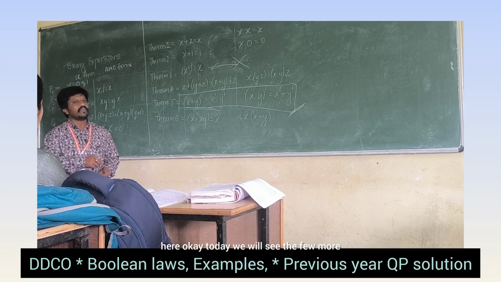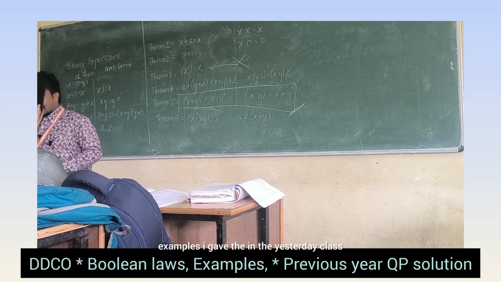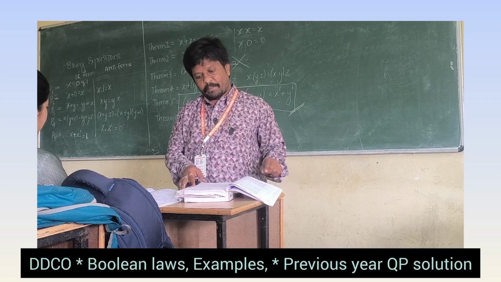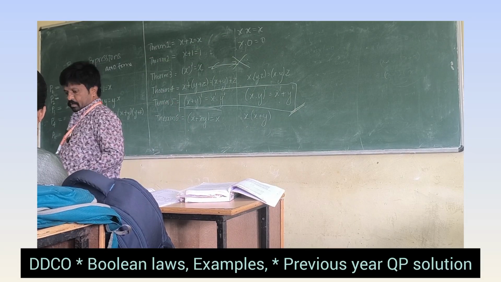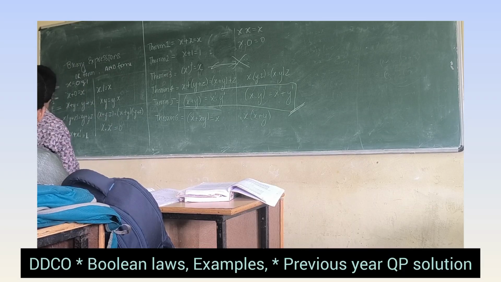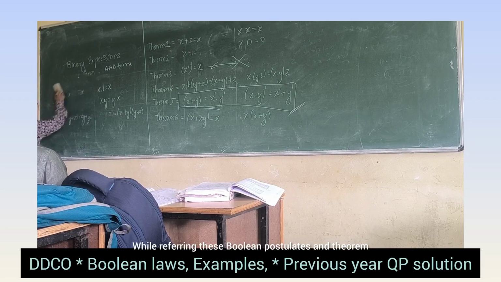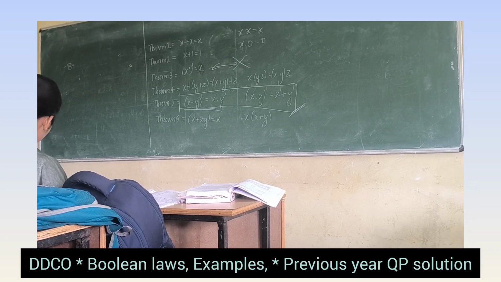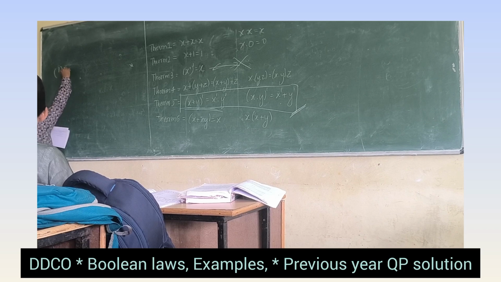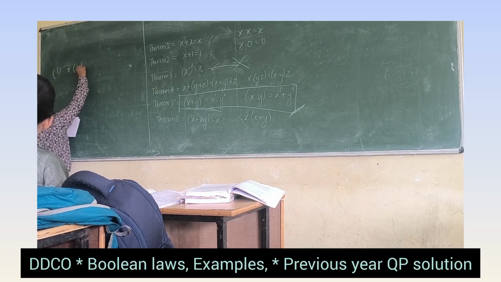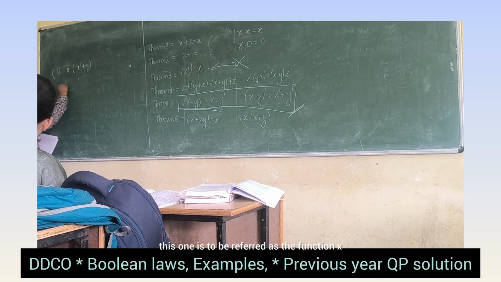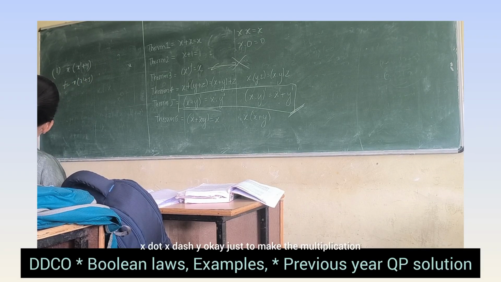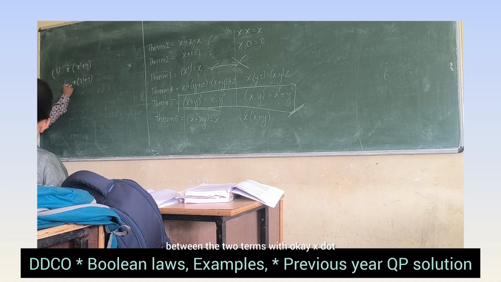Today we will see a few more examples. In yesterday's class I gave the assignments, which were asked in the examinations in June 2024. We will solve them while referring to these Boolean postulates and theorems. Every time I will not call out the theorems and postulates. The first assignment was x dot (x' plus y). We make the multiplication between the two terms.